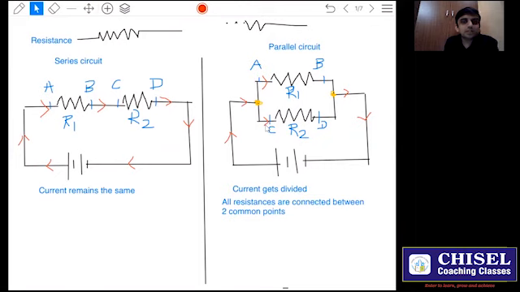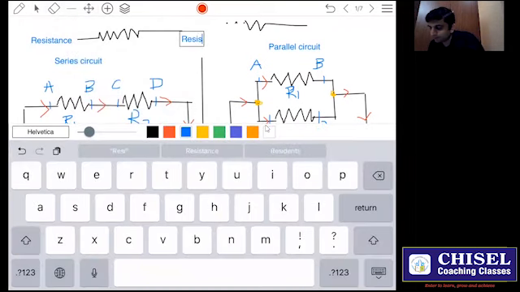Okay, but see in this case how are the resistances connected? The A point is on positive, B is not directly connected to the negative end. It first goes to C and then D is connected to the negative terminal. So what we say in this case is, here the resistances are connected one after the other. Resistances are connected end to end.